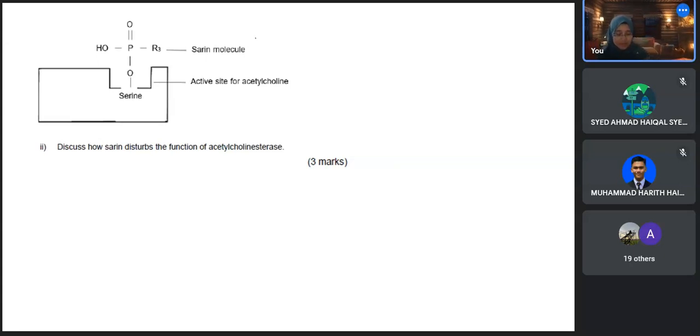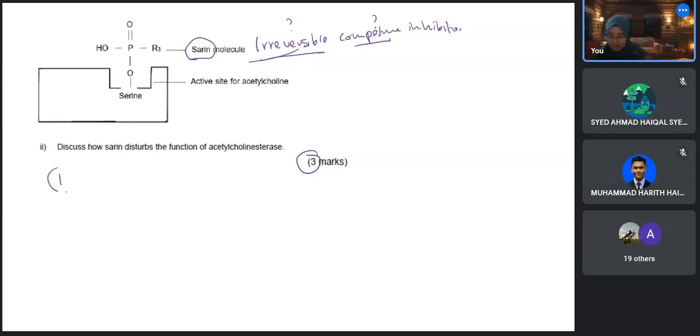acetylcholinesterase. So just now, its type of inhibition is irreversible competitive inhibition. So explain why it is irreversible and why it is competitive, for 3 marks. So the first point, irreversible because why? Because the serine binds tightly, permanently, covalently to the active site of the enzyme. Okay, that is the point for why it is irreversible.